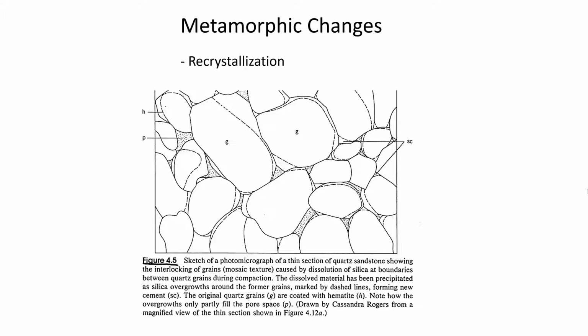Here's another diagram showing the metamorphic changes between sandstone and quartzite. This sketch is showing the rounded grains again of the sandstone, and you can see the matrix and pore space in between.